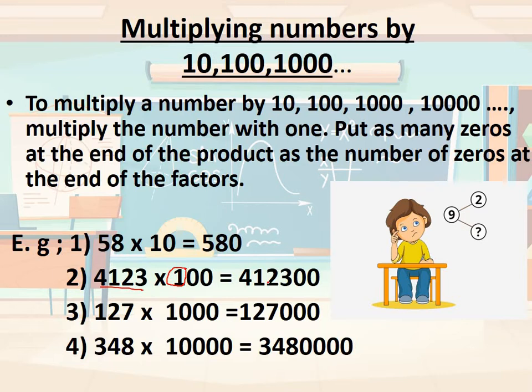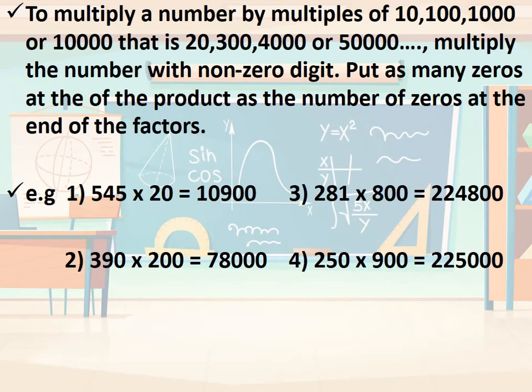Okay. Then how many zeros are there at the back of 100? There are 2 zeros. Write these 2 zeros over here. Then the next number is 348 multiplied by 10,000. 348 multiplied by 1, it will give you 348. Then at the back side 4 zeros. Okay.